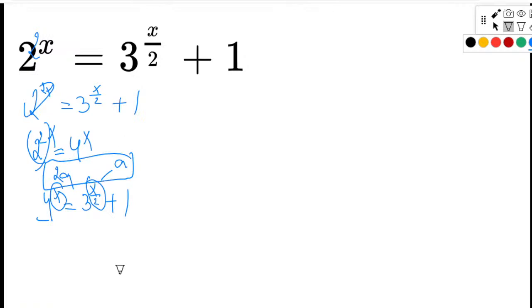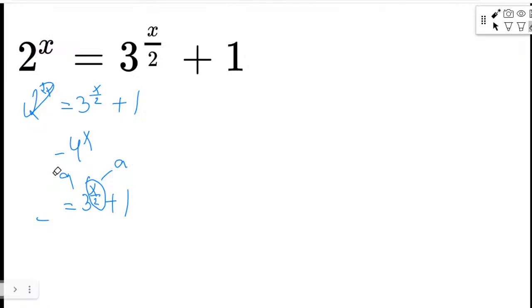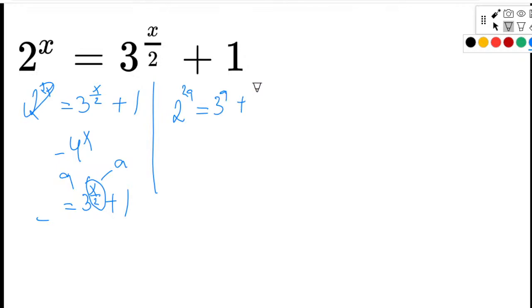So let's do this here. Actually the question is 2, so here we don't need this part. Just substitute this way. We get 2 to the power of 2a equals 3 to the power of a plus 1, and it would be 4^a equals 3^(a+1).